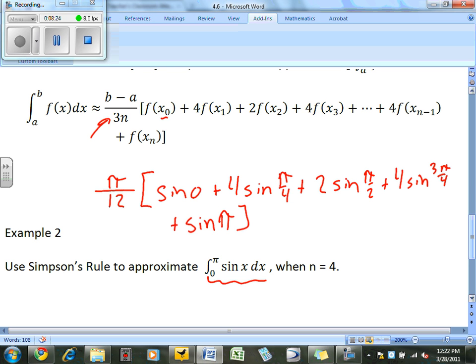All right. And again, we go through and type that into our calculator. And when we do, we get approximately 2.005. So it's awfully close to what we did earlier. So just another way that we can approximate an integral.